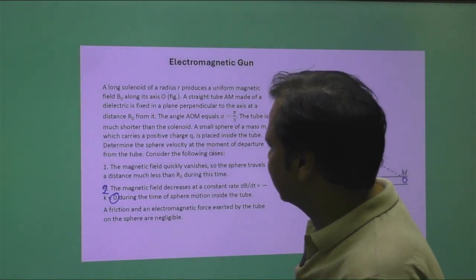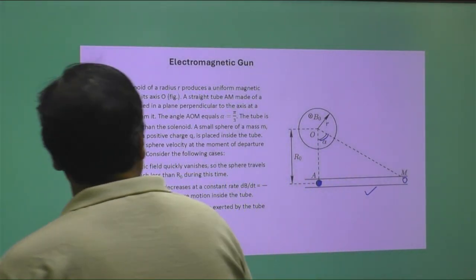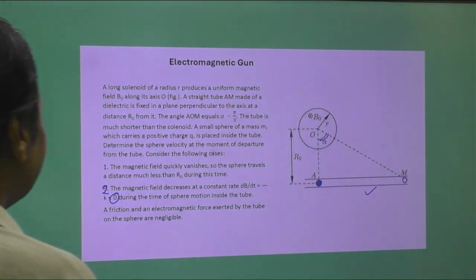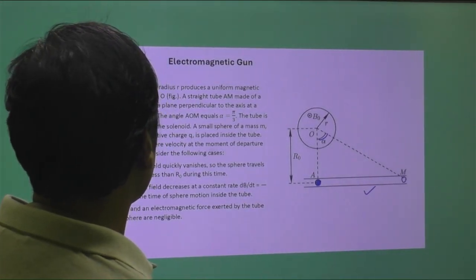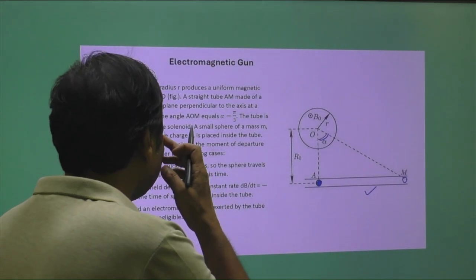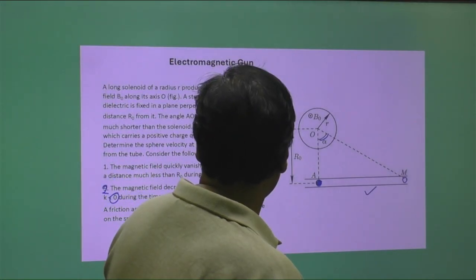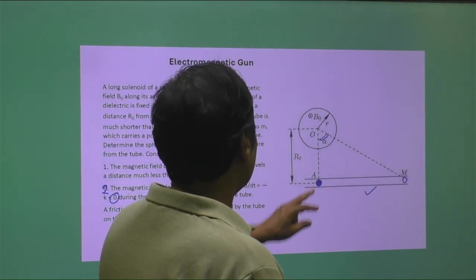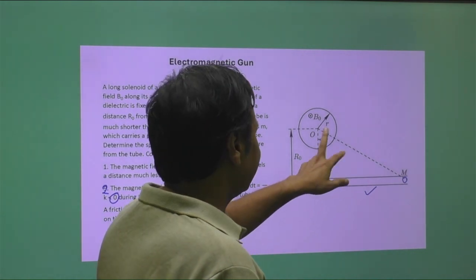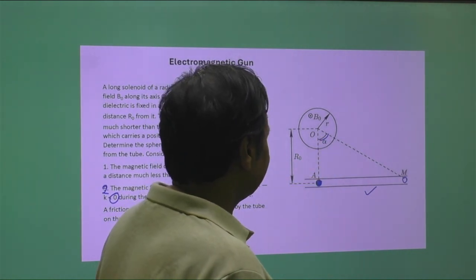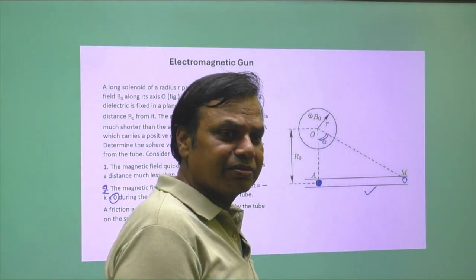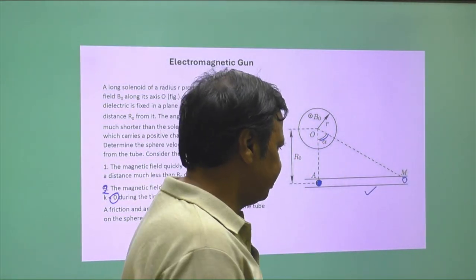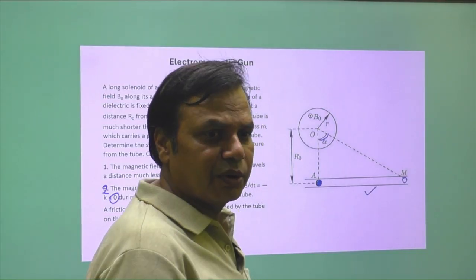How? The friction and the electromagnetic force exerted by the tube on the sphere are negligible. So the interaction between the two is to be neglected. It is a dielectric, so no problem.